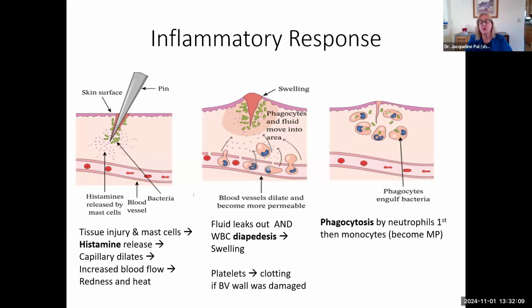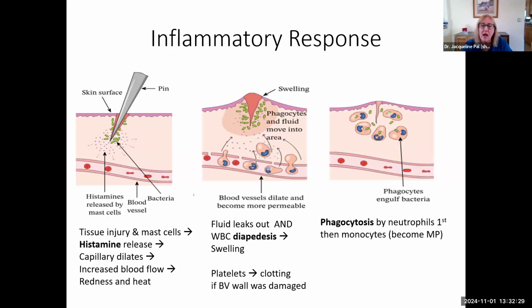The normal inflammatory response in a person with a robust immune system will take 7 to 10 days. So don't expect it to go away in 2 or 3 days. The peak inflammation is going to be at around 48 hours.